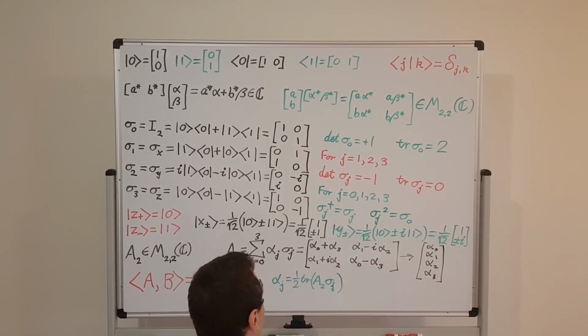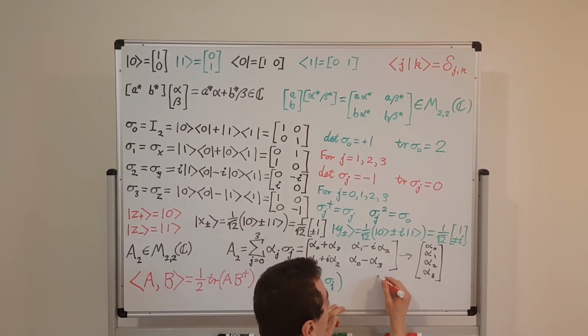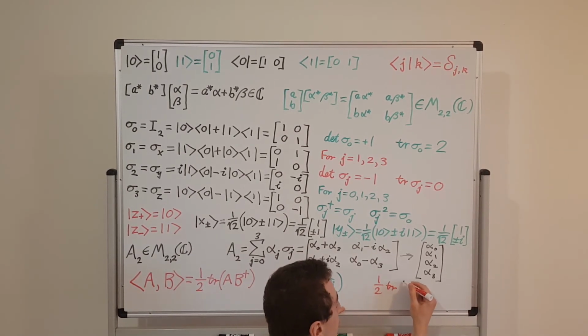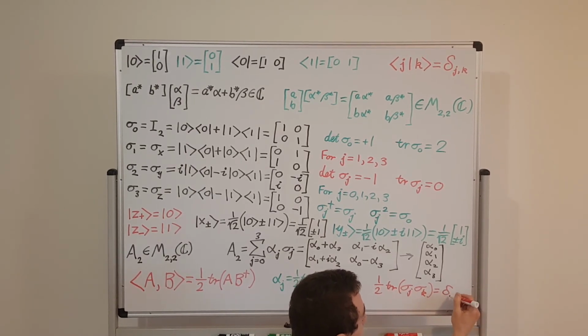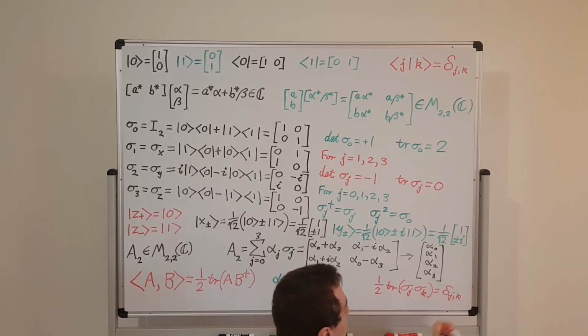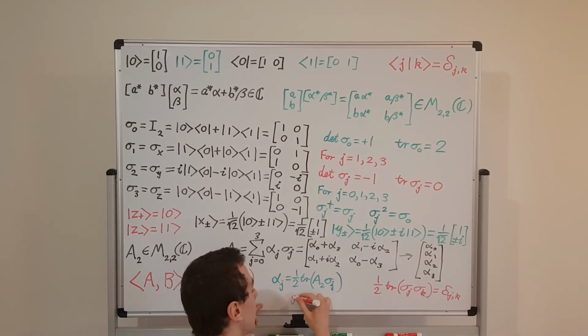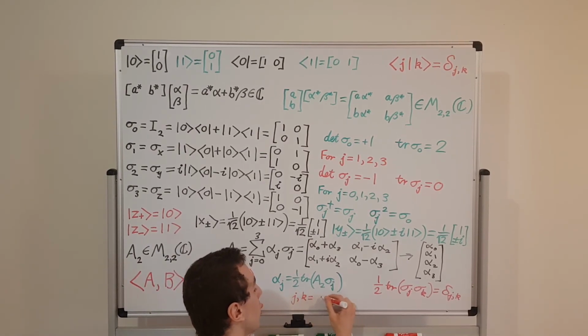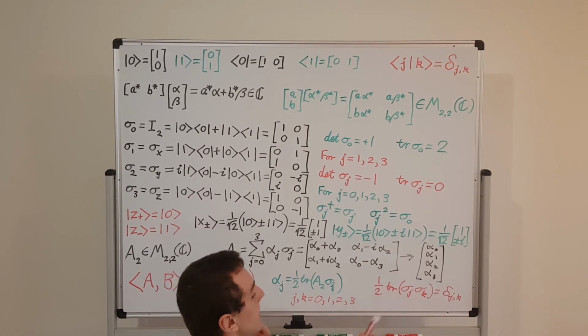And one final thing I want to write down is the orthonormality relationship. These guys are orthonormal. So that means if we take 1/2 of the trace of the product of sigma j and sigma k, that's going to be the Kronecker delta of j with k. Keep in mind that all of these j's and k's go from 0, 1, 2, and then 3.